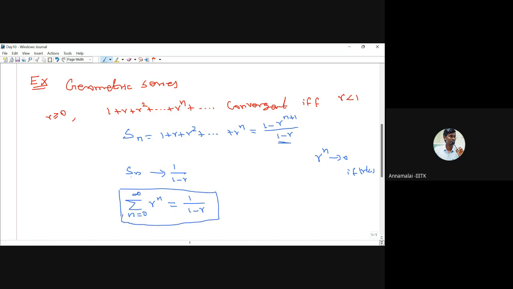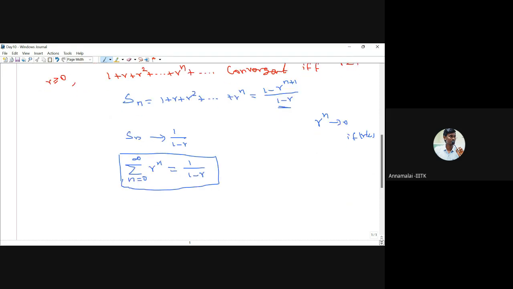Usually in school days we studied the geometric series, but with a multiplied in. That is, every term contains a: a plus ar plus ar square, etc., ar power n, and so on. This is the geometric series for any positive a. Then you can take a outside, and we get 1 plus r plus r square, etc. Therefore, the sum of this series is a into 1 by 1 minus r. In the previous case, we took a equal to 1. Anyway, this is also a geometric series, provided r is positive and less than 1.